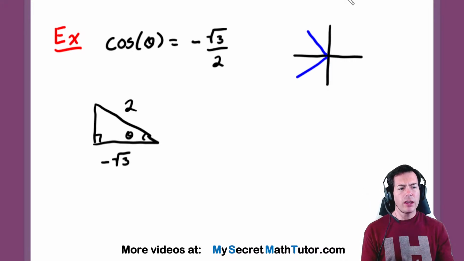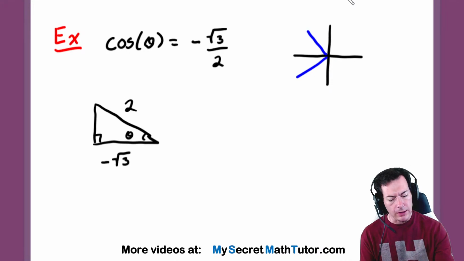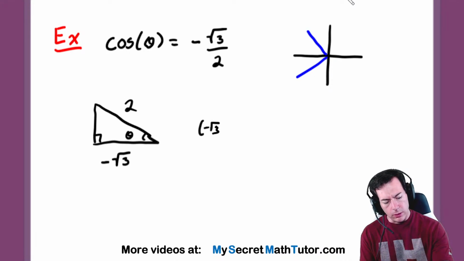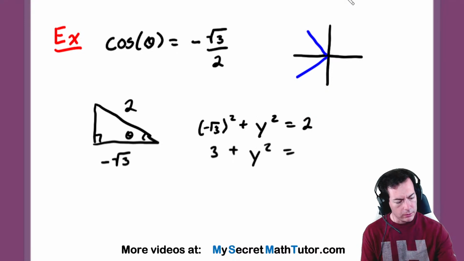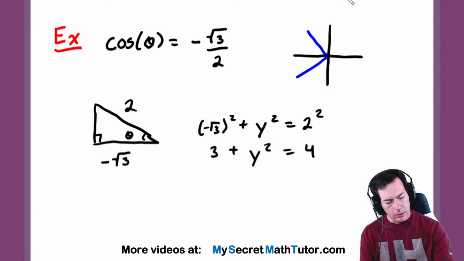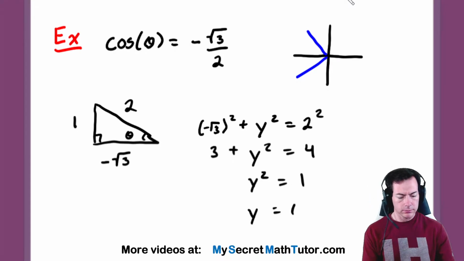So like before, I could do some solving and figure out what the missing side is. So negative square root of 3 squared plus the y side squared must equal the hypotenuse squared. So 3 plus y squared equals, oops, I should say 2 squared. That equals 4. Then we could solve for y, get that all by itself. So subtract 3 from both sides, and we get that y is equal to 1. So yes, this is also one of our nice special triangles.